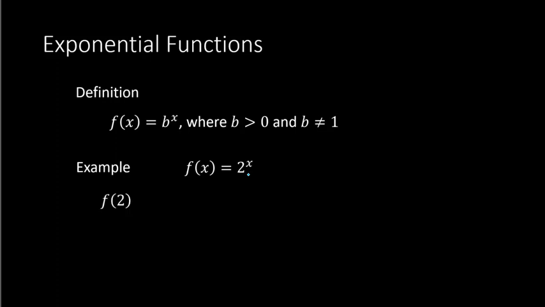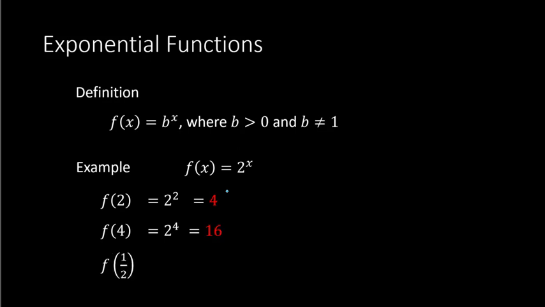So for example, if we had f of 2, we can evaluate this exponential function where we would have 2 to the second power. You plug a 2 in place of x, and 2 squared is 4. You can do f of 4, you can have 2 to the 4th power, and that would be 2 times 2 times 2 times 2, which is 16.